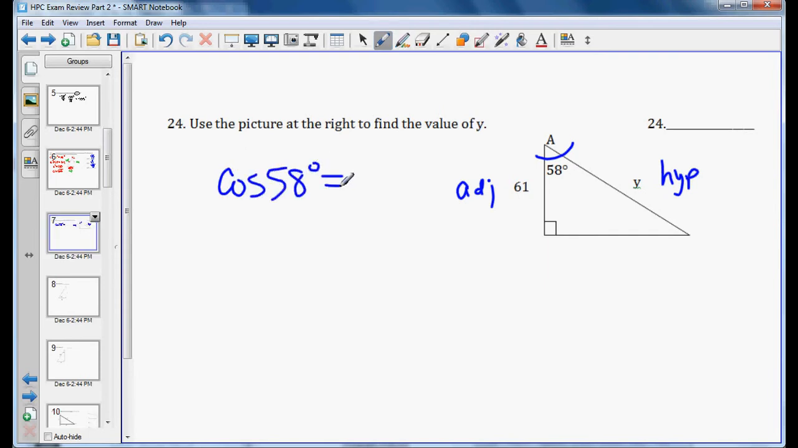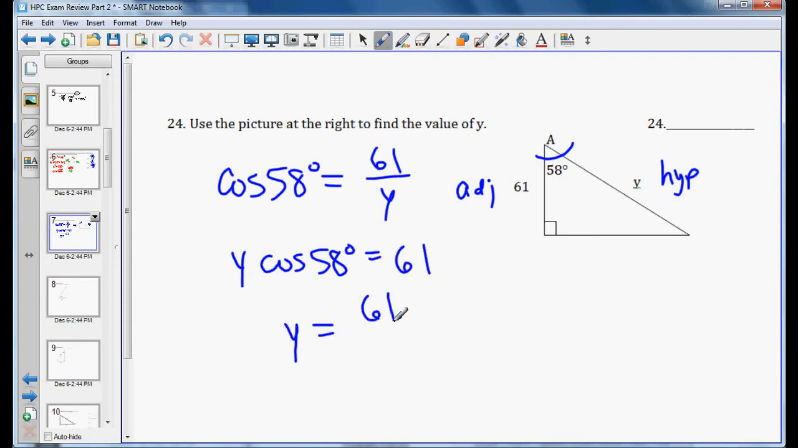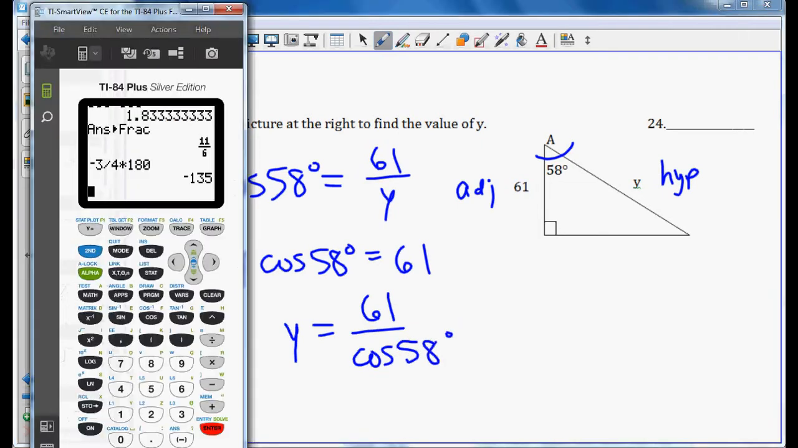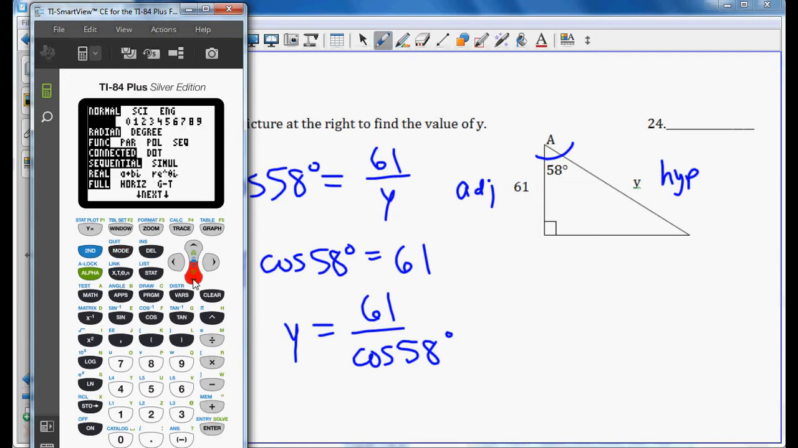So we'll multiply both sides by y, and then divide both sides by the cosine of 58 degrees. And we can type that in our calculators. We get 61 over cosine of 58 degrees. Okay, I think I'm in the wrong mode. So let's go to the mode. Should be in degree mode. Let's try that again. There we go, 115.11. So y is equal to 115.11.